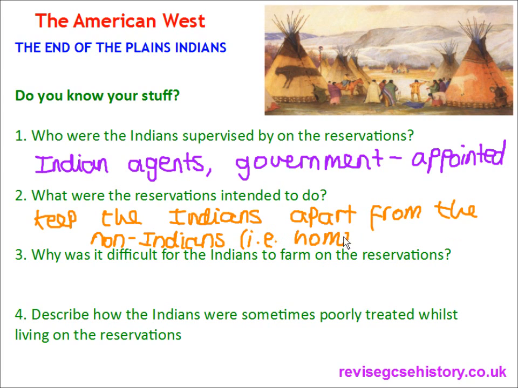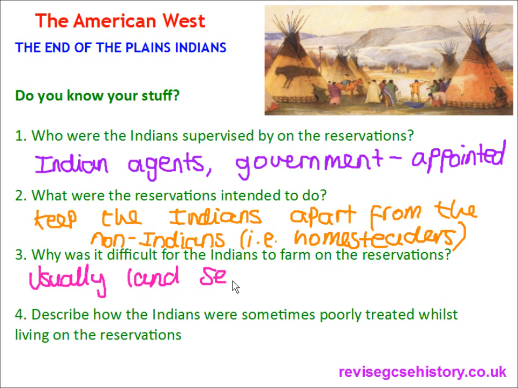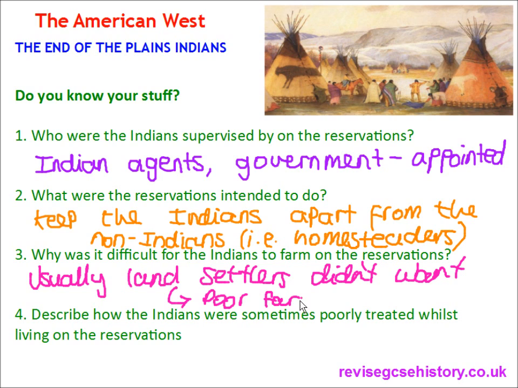Why was it difficult for the Indians to farm on the reservations? They were expected to live as good Christian farmers. Why was it difficult for this to happen? Well, the reservation was usually land settlers didn't want, and this was land such as poor farmland, which made it difficult for the Indians to grow crops.